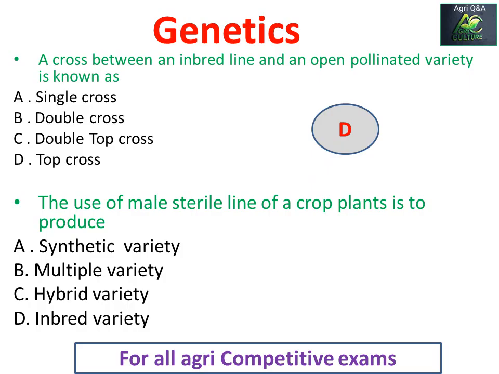The use of male sterile line of crop plants is to produce. Options: A. synthetic variety, multiline variety, hybrid variety and inbred variety. And the answer is hybrid variety.